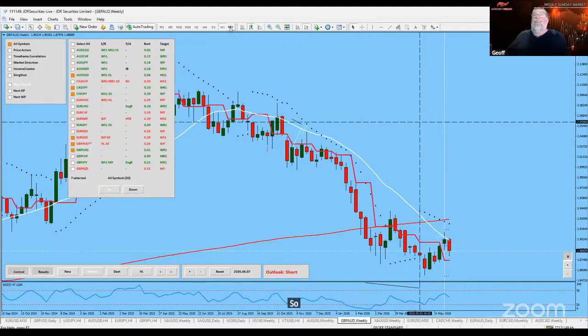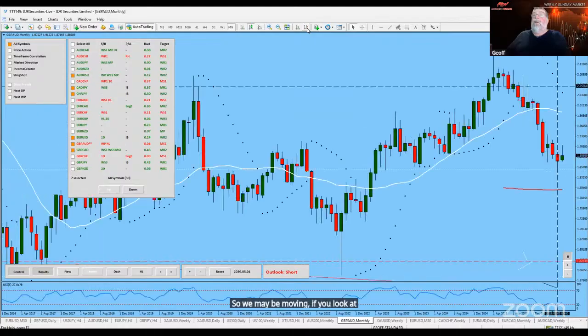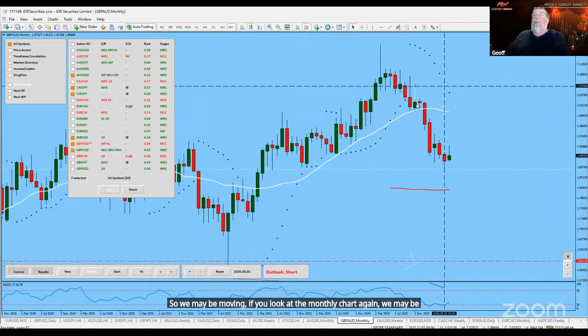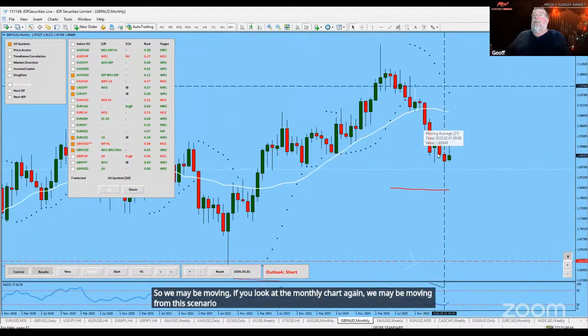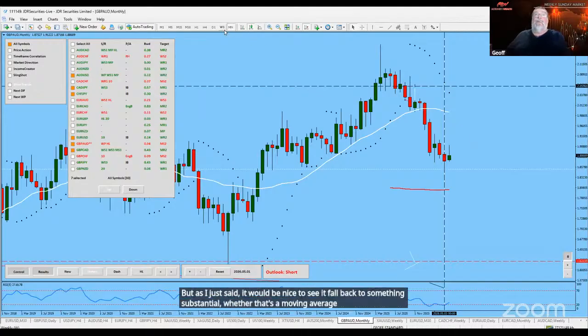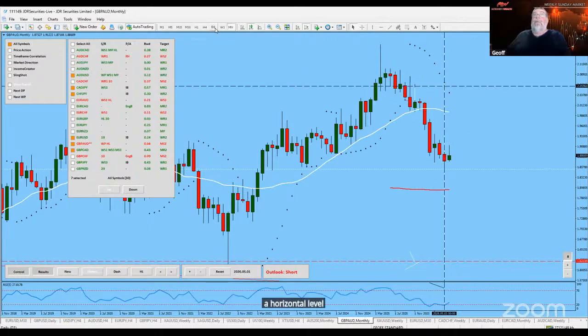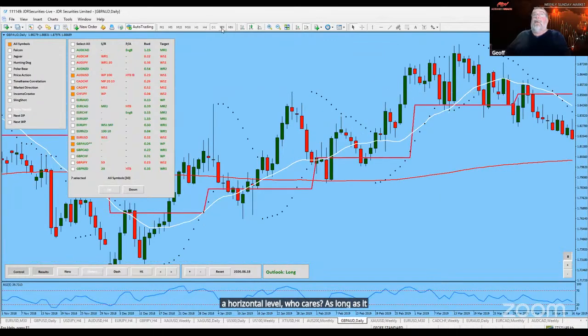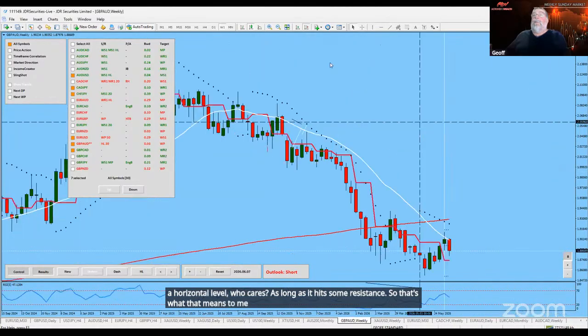So we may be moving, if you look at the monthly chart again, we may be moving from this scenario, bullish to bearish. But as I just said, it would be nice to see it pull back to something substantial, whether that's a moving average or whether it's a trend line, whether it's a horizontal level, who cares, as long as it hits some resistance. So that's what that means to me. It means pay attention. And when I see a bearish bar like that, backing that up, that makes sense to me to go short.